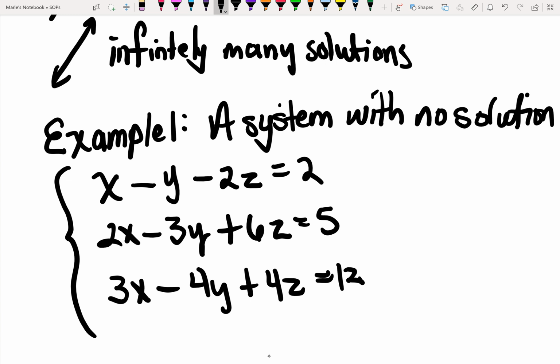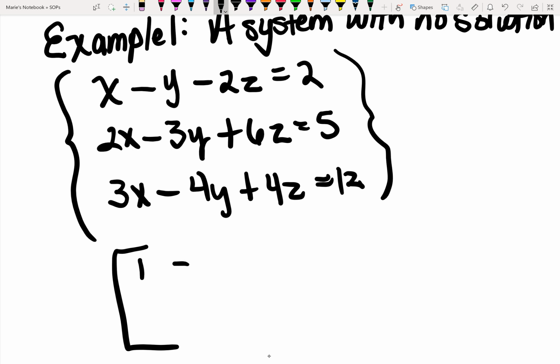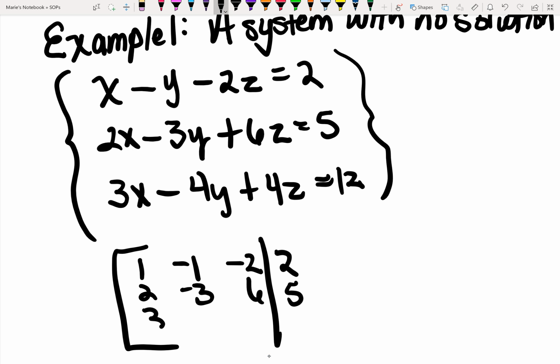So yes, step 1 is to create an augmented matrix. So we're going to start with that. All right, and so we begin with obviously 1, -1, -2, and solution 2. We have 2, we have -3, we have +6 and 5. And we have 3, -4, +4, and 12. So we begin by that.